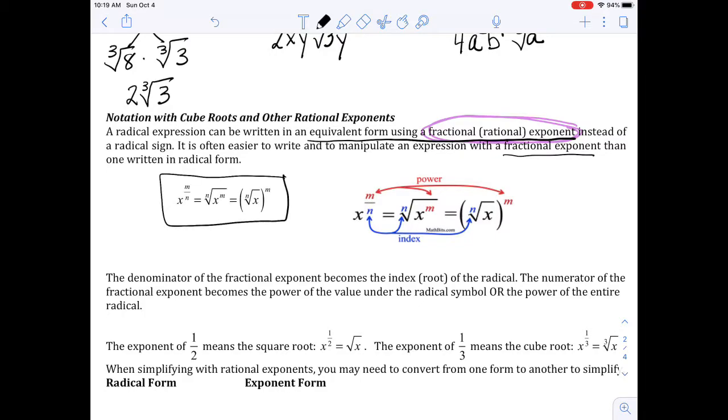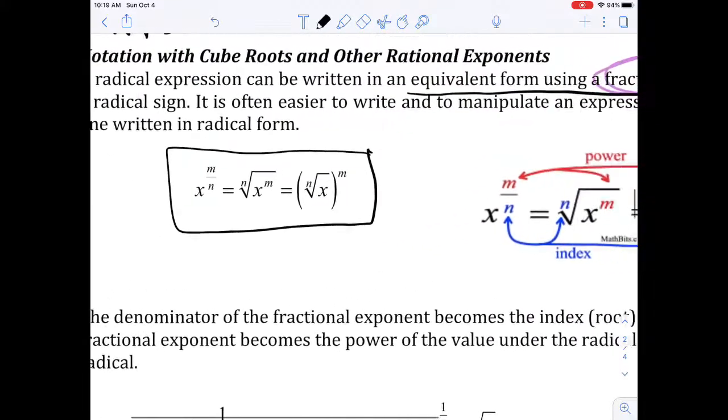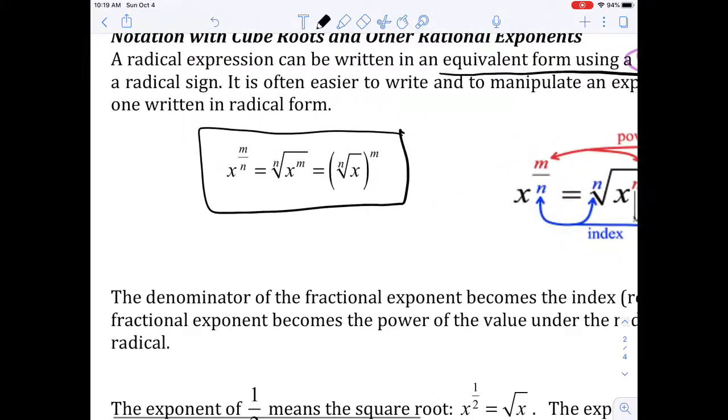So here's where the values go, or where the fraction goes. So x raised to the m over n, the denominator of the fraction becomes the index of the radical. The numerator of the fraction is the exponent of the variable.